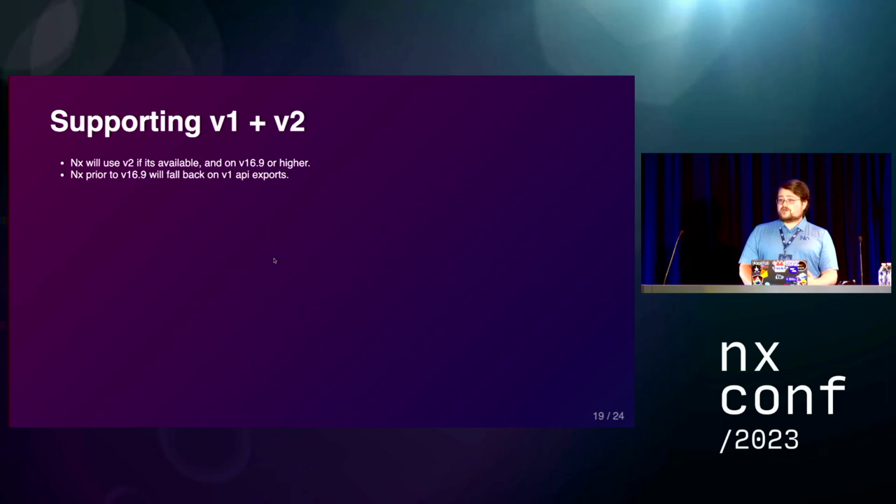So if you are a community plugin author and you wanted to maintain support for V1 and V2, so that way you're not losing out on NX version support, you can still do that. NX will always use V2 if it's available and you're on version 16.9 or higher, because that's when it landed. And prior to 16.9, it doesn't know about the V2 plugin, so it will read your V1 plugin just fine.